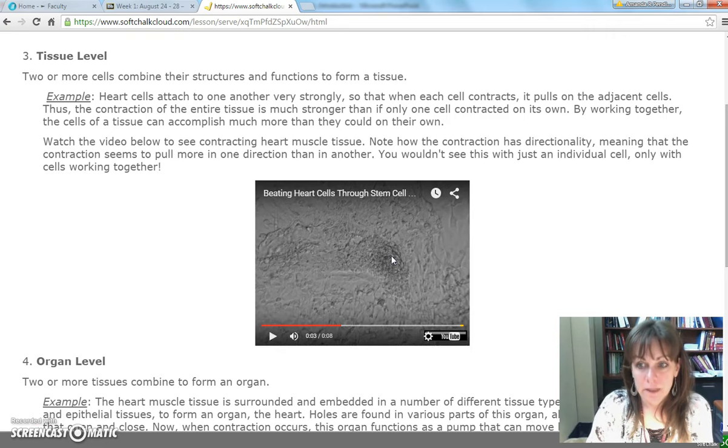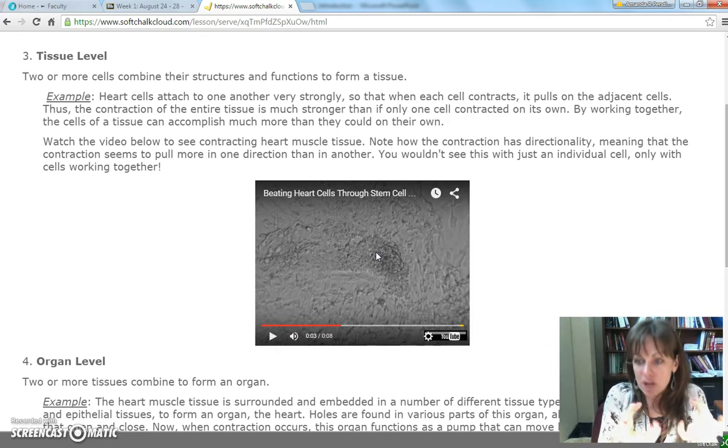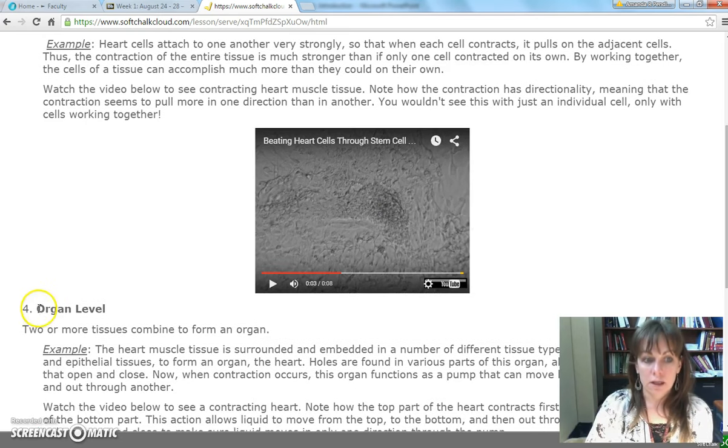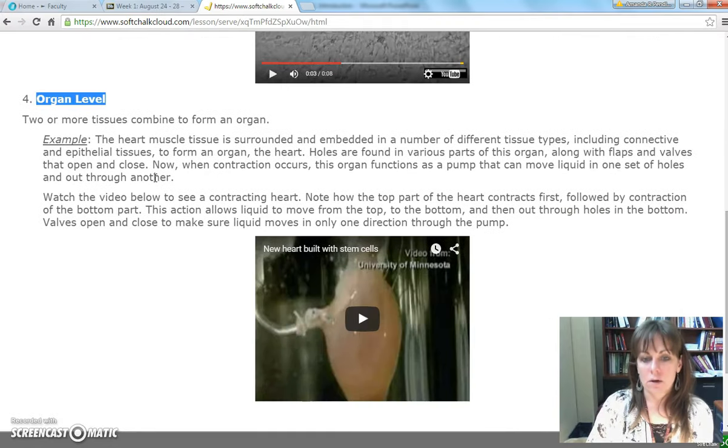Now, if you take a whole bunch of heart muscle tissue, you organize it in three-dimensional space, you put some rigid structures in there, so you end up with a top couple of chambers and a bottom couple of chambers of the heart. Then you end up with an organ. So an organ is going to be that next level. Tissues was before it. You combine tissues to get organs.